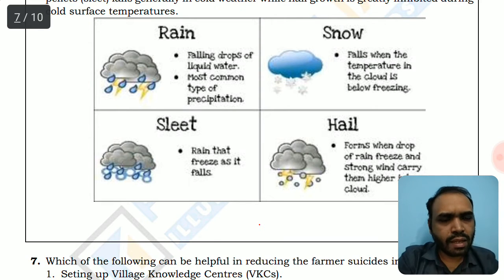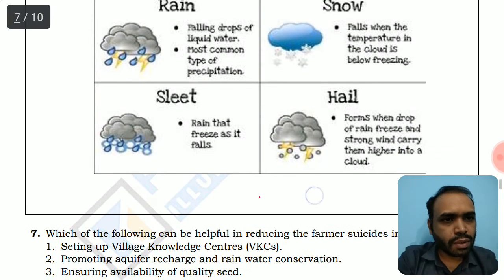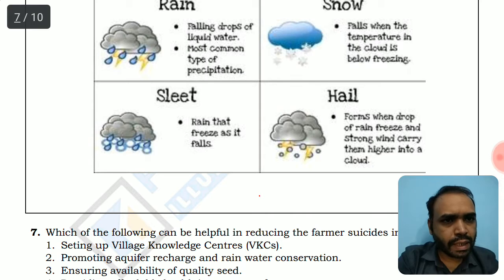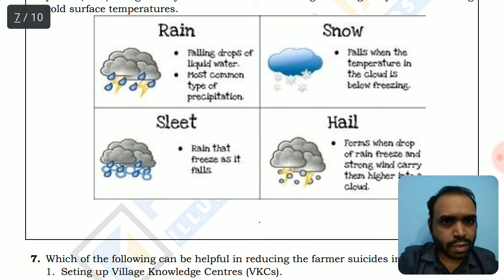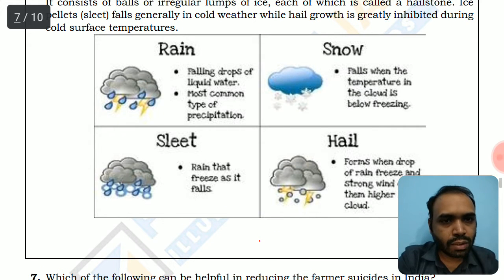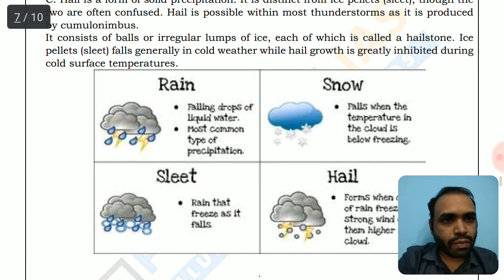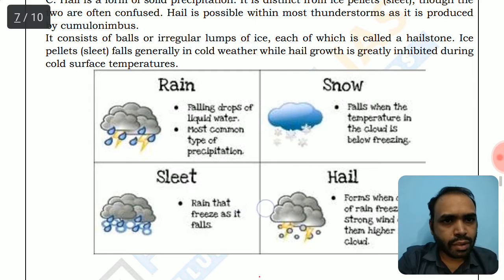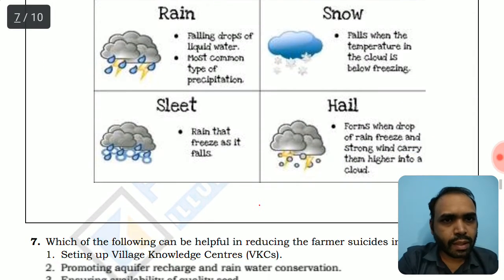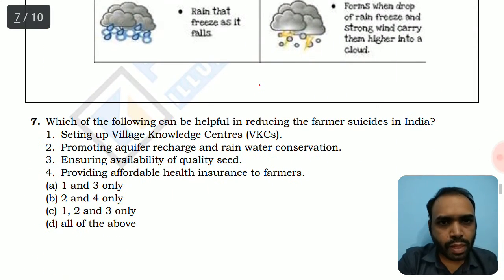Hail forms when drops of rain freeze and a strong wind carries them. So this is a phenomenon associated with thunderstorms. While sleet is rain that freezes, it often happens in the colder areas of rainfall. And snow falls when the temperature in the cloud is below freezing, and rain as well. We know that precipitation, the most common form. Let's move on to question number 7.